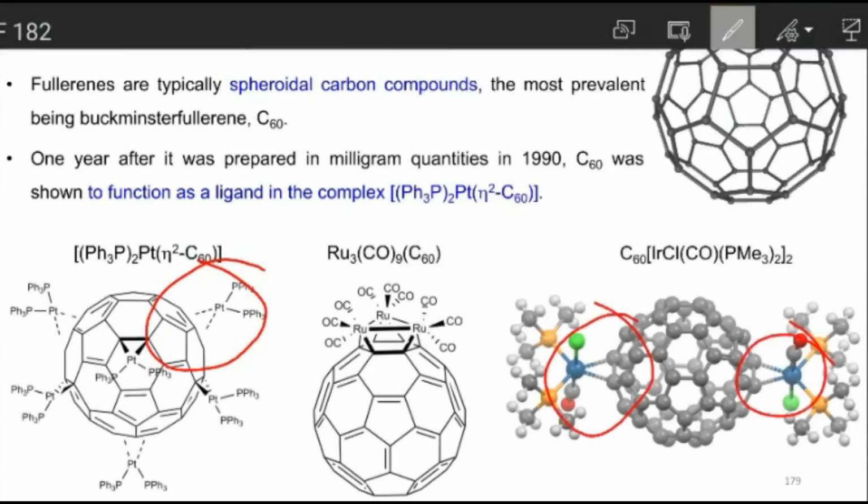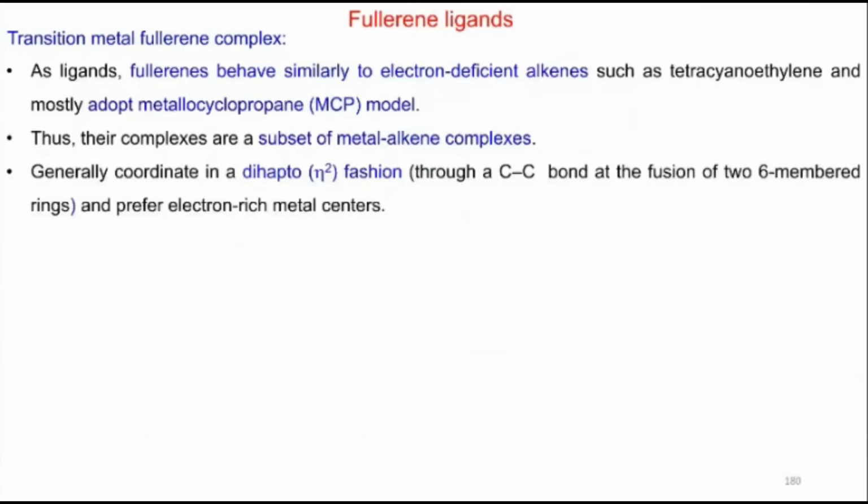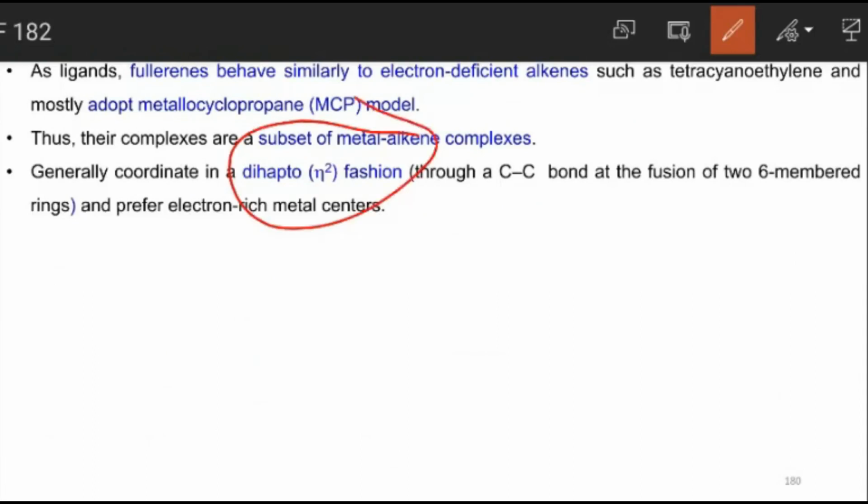If you closely look at the fullerene, it actually adopts only hapticity 2. It always behaves like a simple olefin. And if you look at the nature, it always forms an MCP model. It clearly indicates that fullerenes have a highly electron withdrawing nature. Even, for example, a carbon-carbon double bond that is up to the tetracyano.